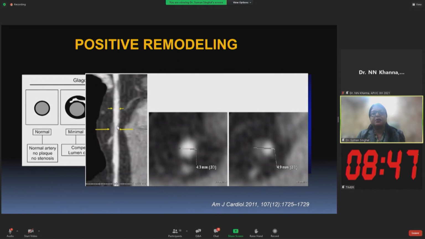This is how you take it. This is a low density plaque, and you calculate the diameter proximal to it, and then at the point of the lesion. And if it is more than 10% of the reference vessel, that is positive remodeling.